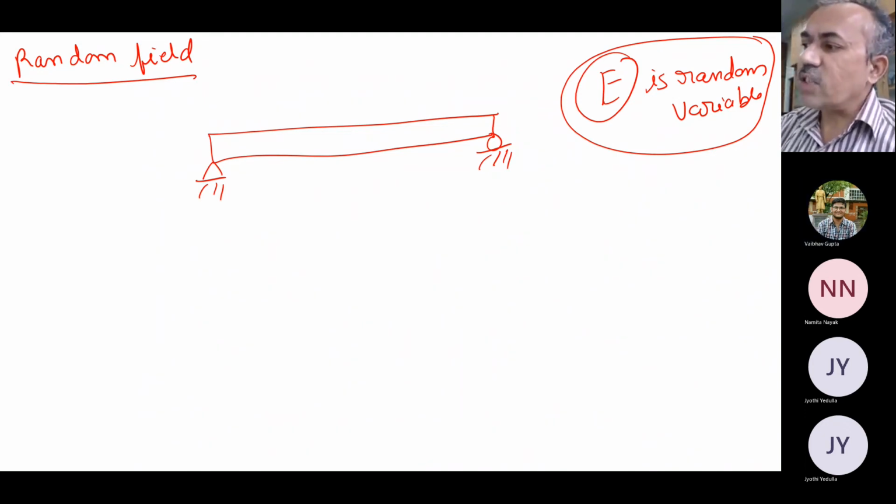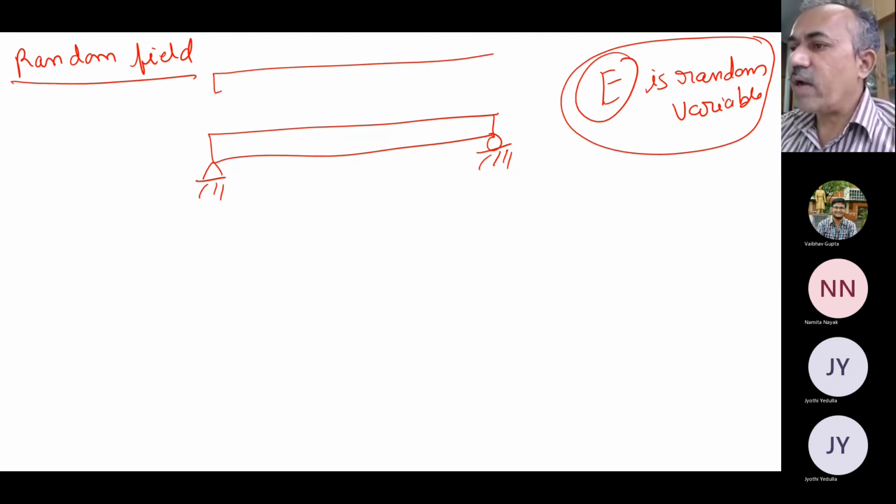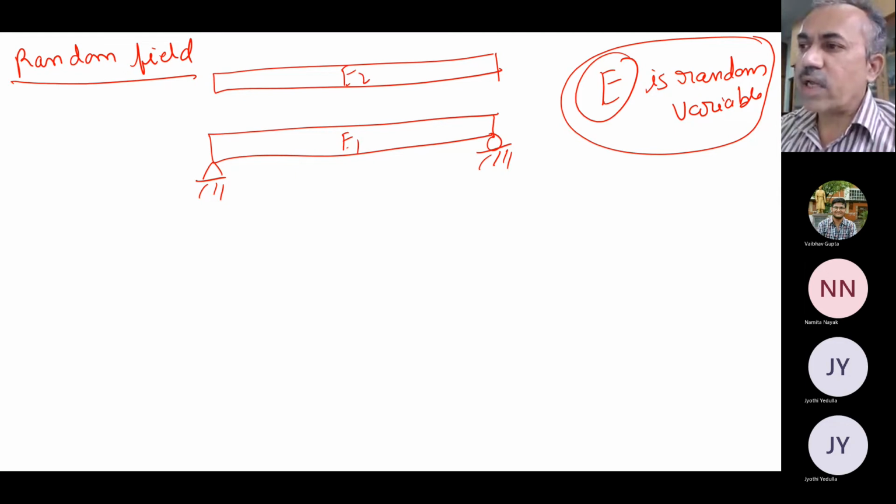So if Young's modulus is a random variable, this beam will not have one E value. E is random means a variety of possible E values are there, or I can have several different beams basically. The load and everything else is the same, but I can have this E1, then E2, you follow, right? Some 100 beams or 1000 beams or 10,000 beams. We used to do that actually. That is the meaning of random variable.